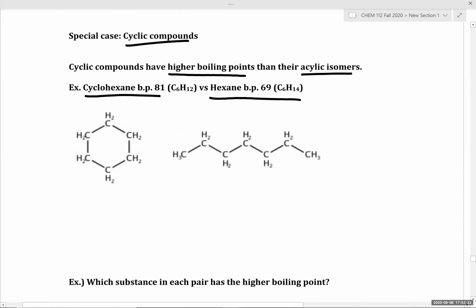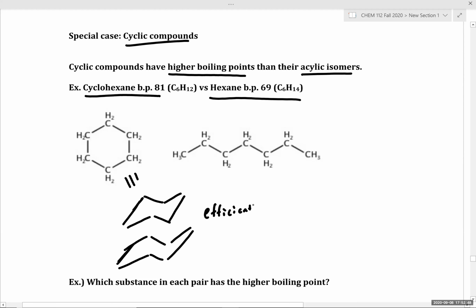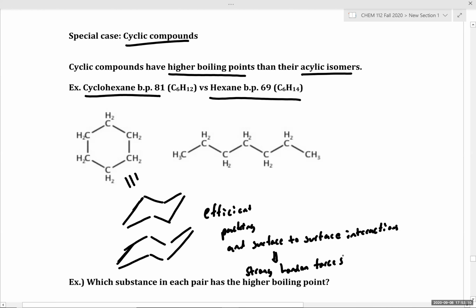And part of the reason for this is if we draw out our cyclic structures in a more representative format, one benefit of cyclic structures is that we can get very efficient packing and surface to surface interactions. And that in turn leads to strong London forces. Does that make sense to everyone?